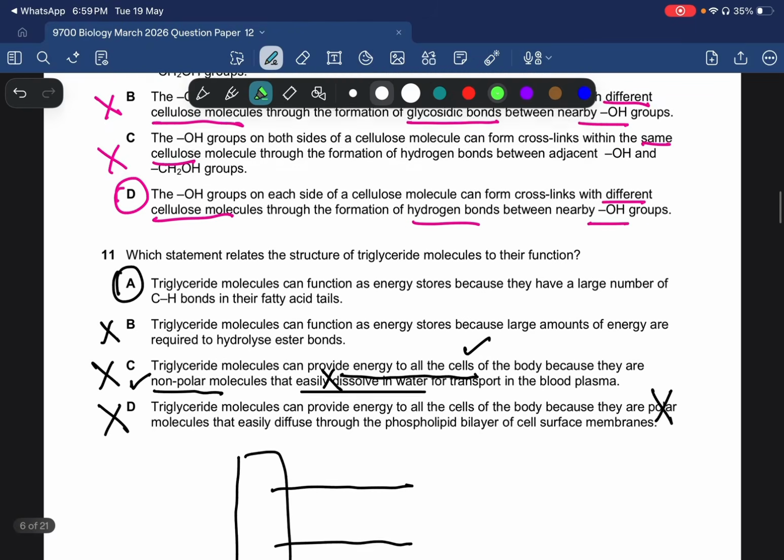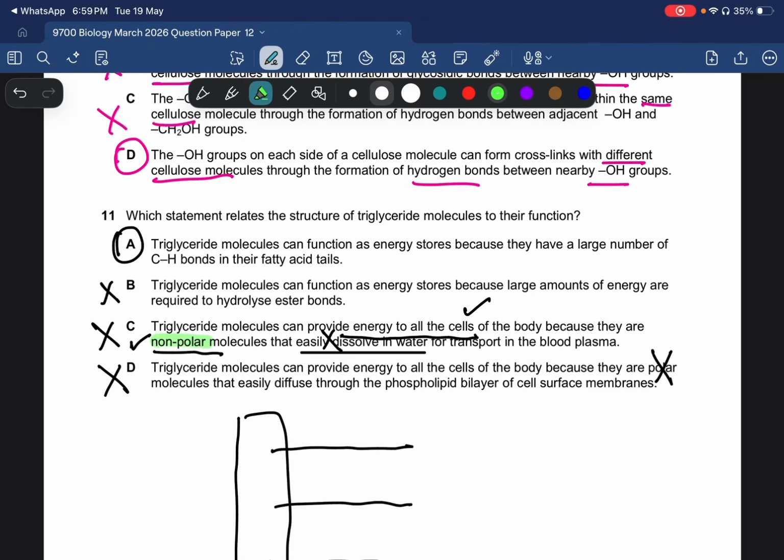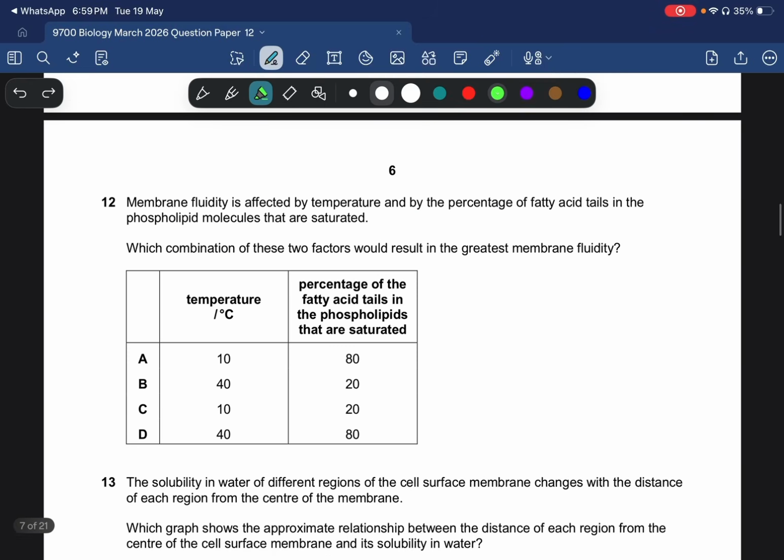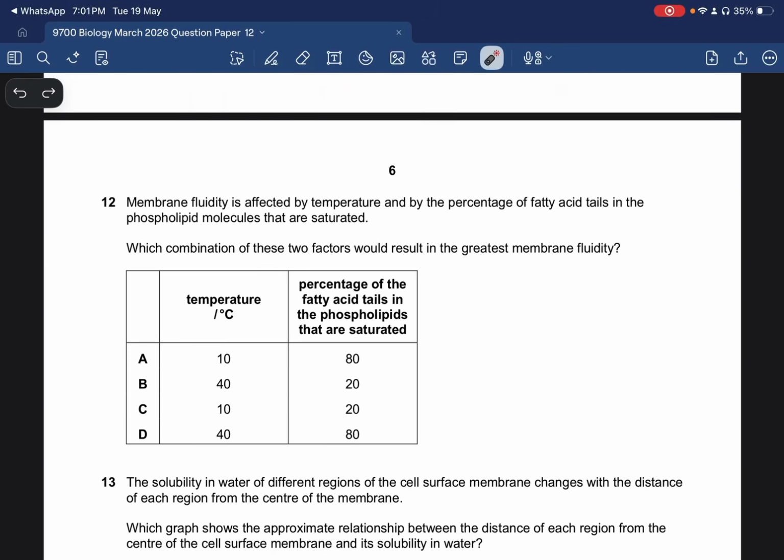Now, if you had been reading this quickly, you might have read this as polar and this as non-polar, and this might have made things a bit different. So always carefully read through every single word. Right. Question number 12. Membrane fluidity.